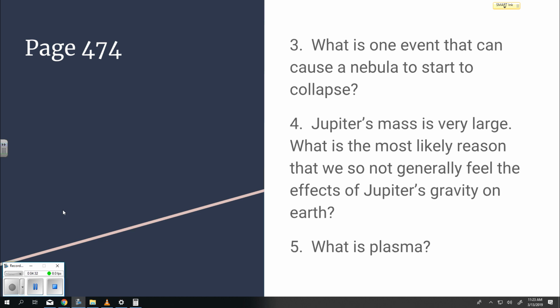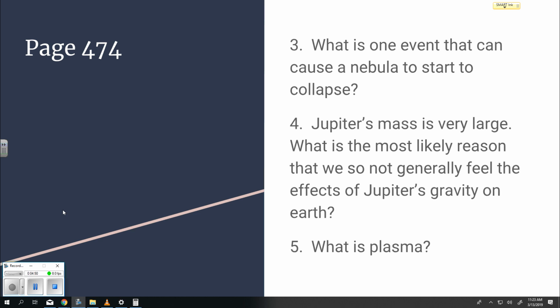Question 3, what is one event that can cause a nebula to start to collapse? Answer, the explosion of a nearby star.